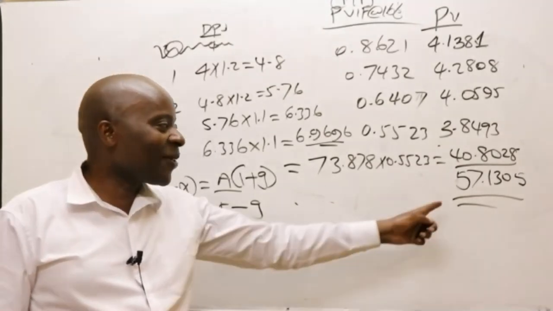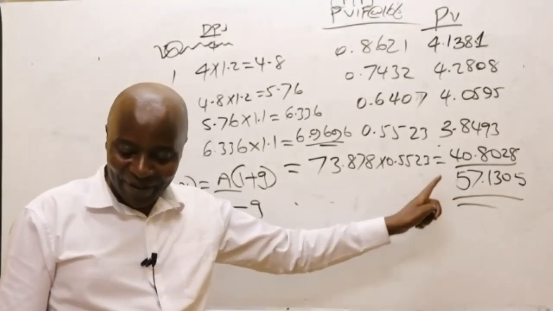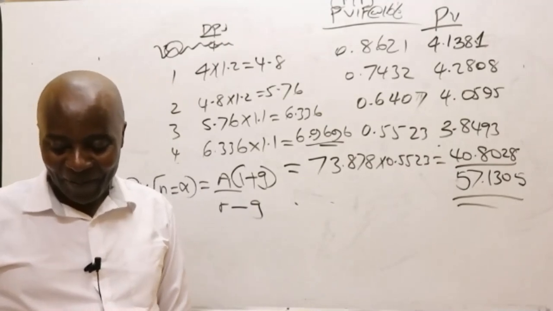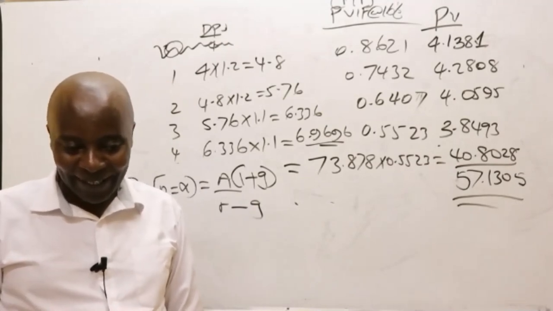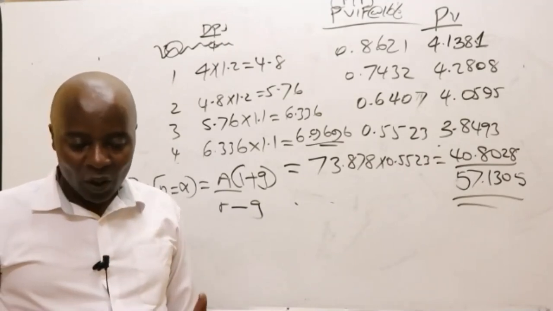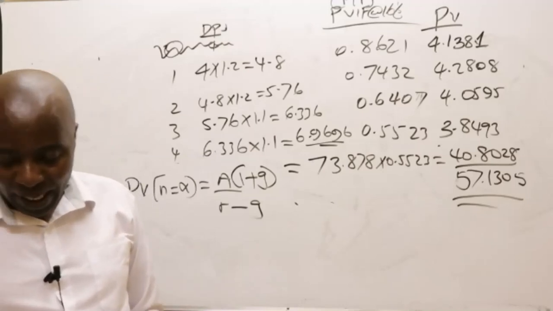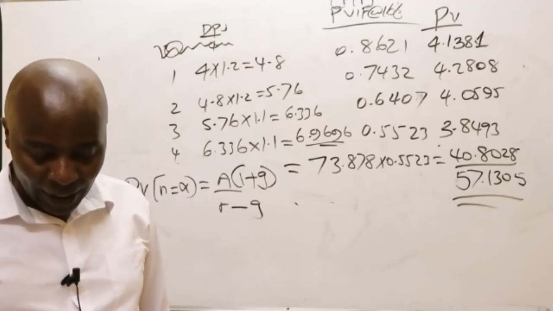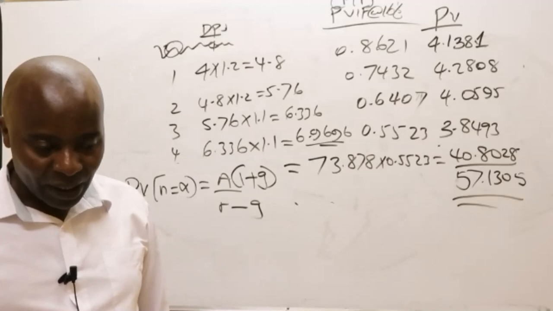Is this answer correct? Apart from rounding off errors, we expect to get that particular value.